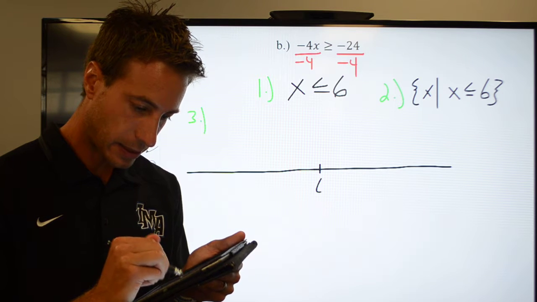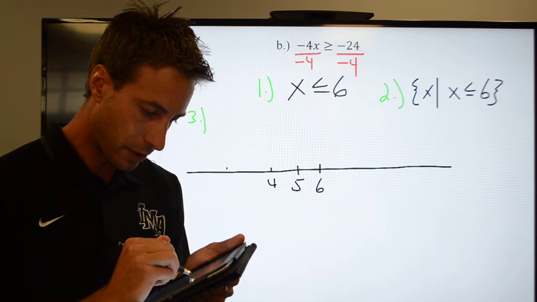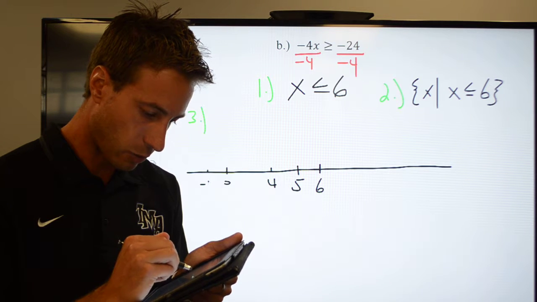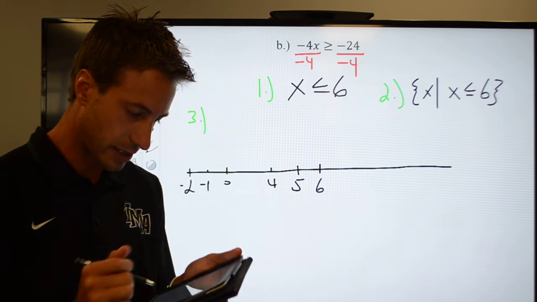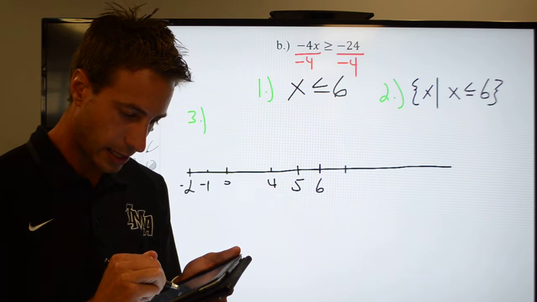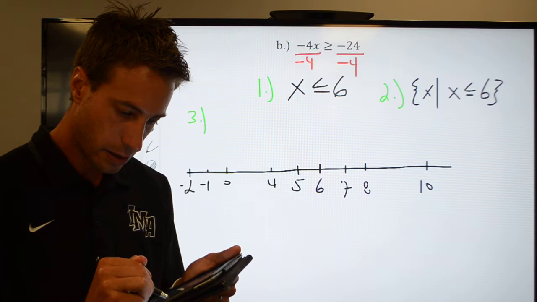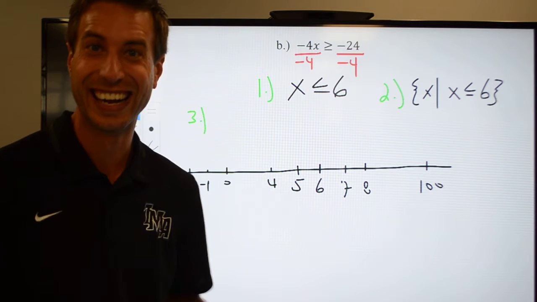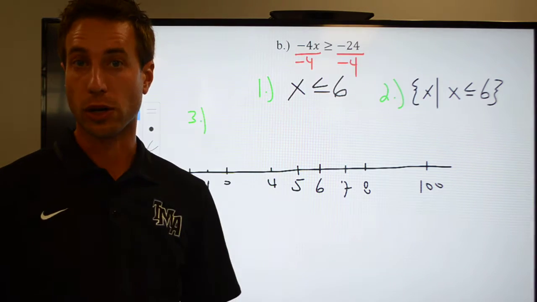There's my 6. There's 5, 4. We'll skip a few. 0, negative 1, negative 2, right? Get a couple of those negatives in there. Going this way, 6, 7, 8. Skip a few. There's 100. All right. The question I have for you is, do I need an open or a closed circle?